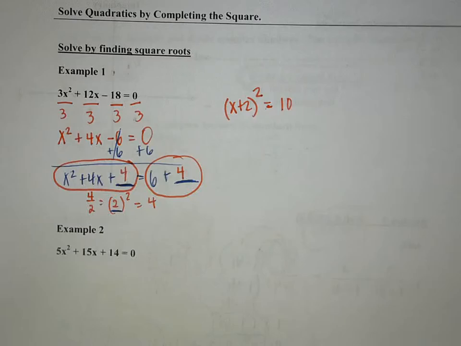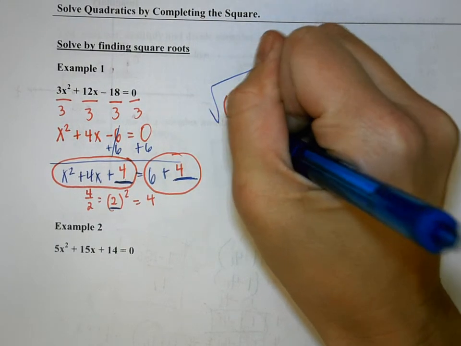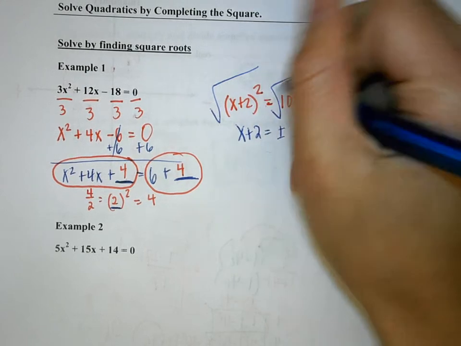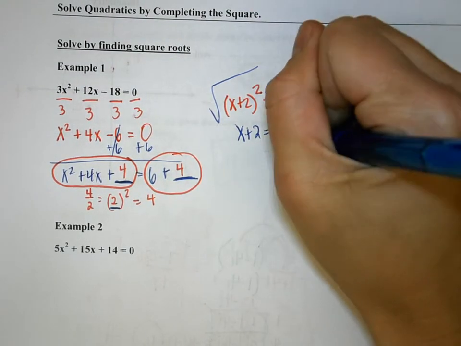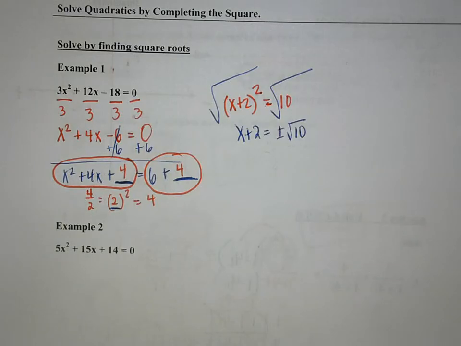And then how do we finish solving this? Good. We take the square root of both sides. Whenever I take the square root, my answer is going to be what? Plus or minus. Can I reduce root 10? No. And then lastly, we have to have x by itself, so what will I do?